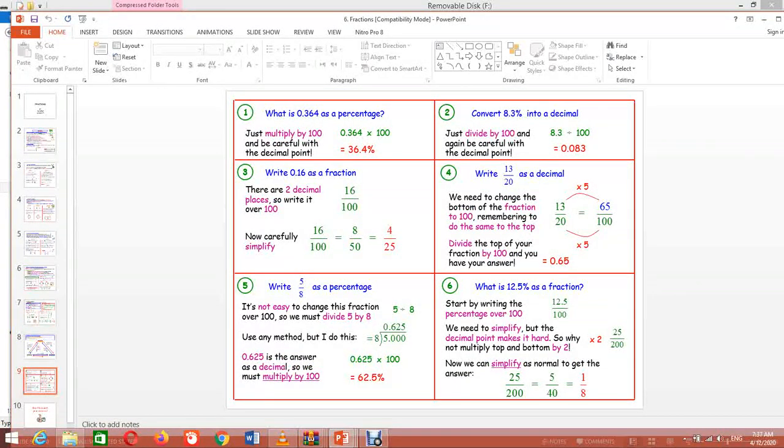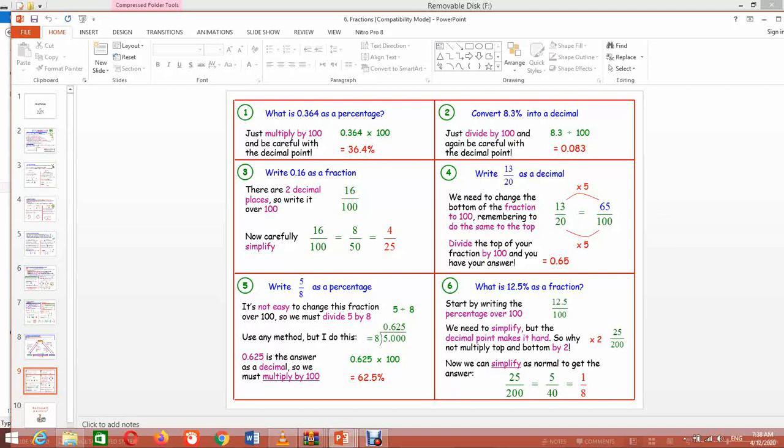On this screen, you have some examples. Question 1. What is 0.364 as a percentage? Just multiply by 100 and be careful with the decimal point. So 0.364 multiplied by 100, because they said as a percentage, is equal to 36.4%.